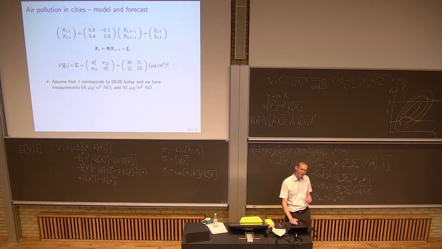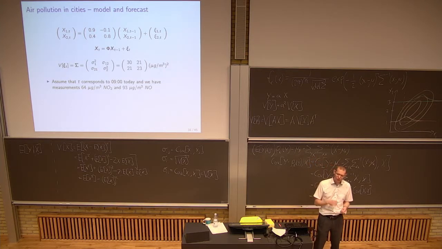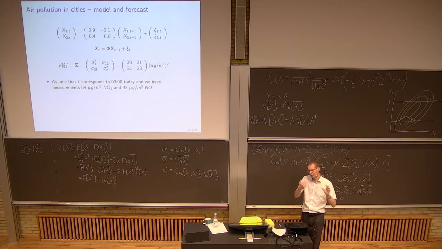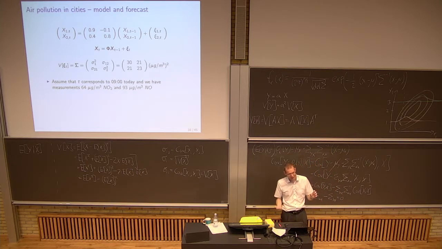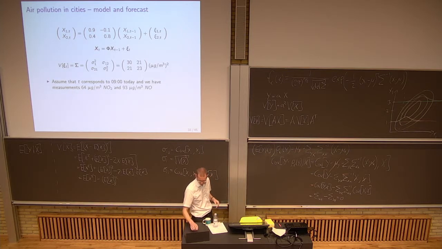The covariances are fairly large in this case, which makes a lot of sense from a physical perspective, because in the gas, you have a balance between the two different forms of nitrogen oxides, or NOx. So assume that we have measurements up to time 9 o'clock was today, time t. How do we project the future?